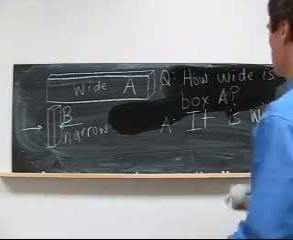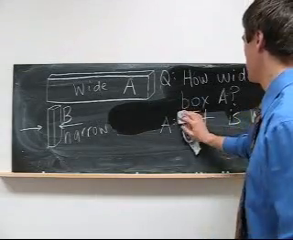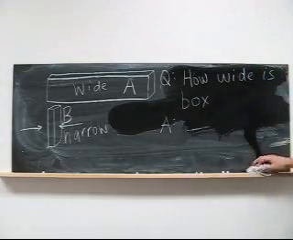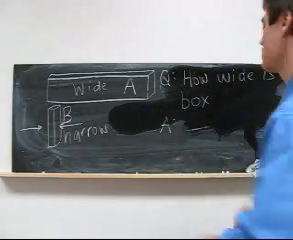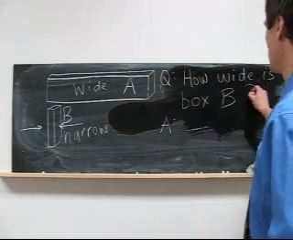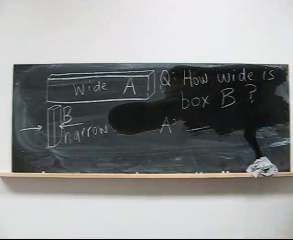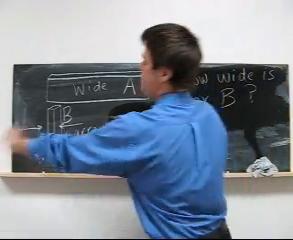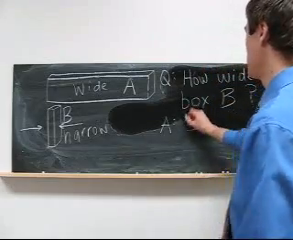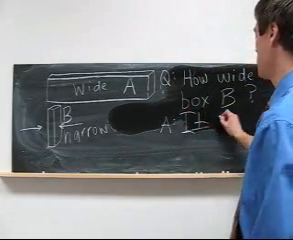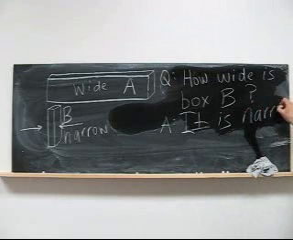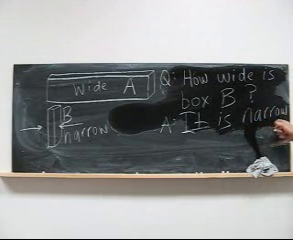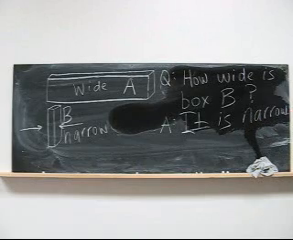But how wide is box B? How wide is box B? Box B is narrow. It is narrow. N-A-R-R-O-W. It is narrow.